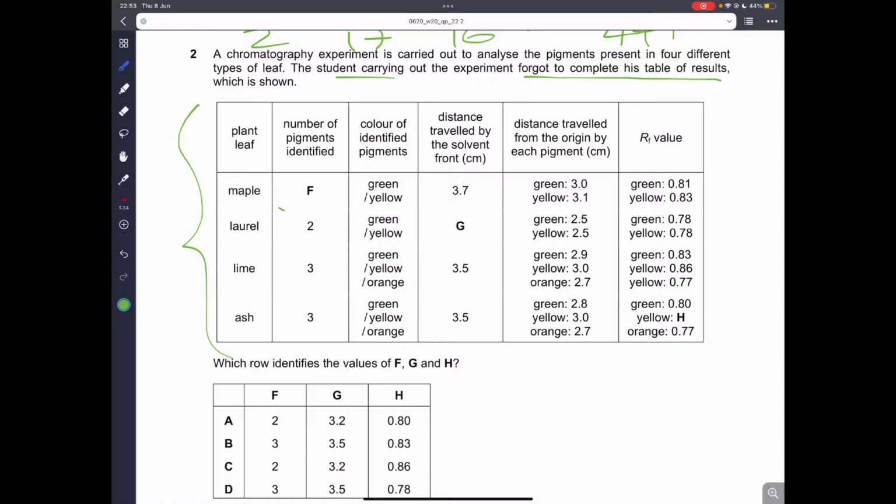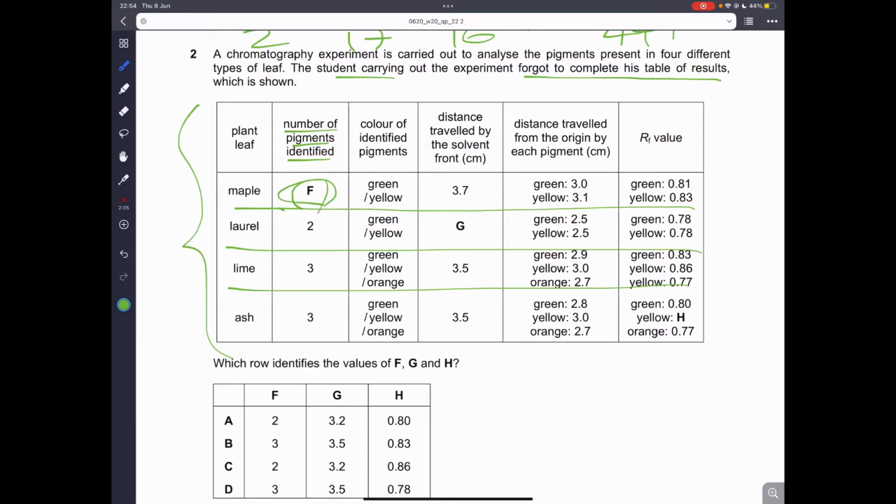But if we look at them one by one, I'm sure we'll be able to solve it if you know the basics of chromatography. So the table, we have to look at in rows, which I'll draw. Let's look at F first. For F, it is under the column of the number of pigments identified. We don't know how many pigments there are, so we write F.